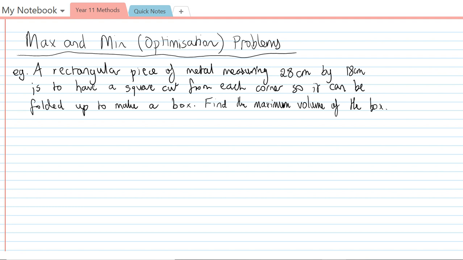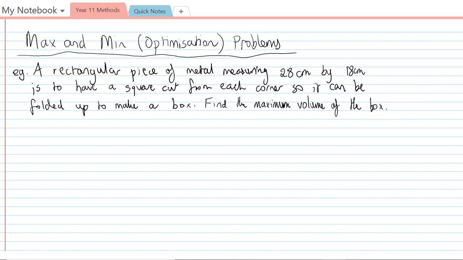So this first question is one which you've probably encountered before if you've studied cubic equations. And we'll just have a look at how we can go about solving something like this. A rectangular piece of metal measuring 28 centimeters by 18 centimeters is to have a square cut from each corner so it can be folded up to make a box. Find the maximum volume of the box.